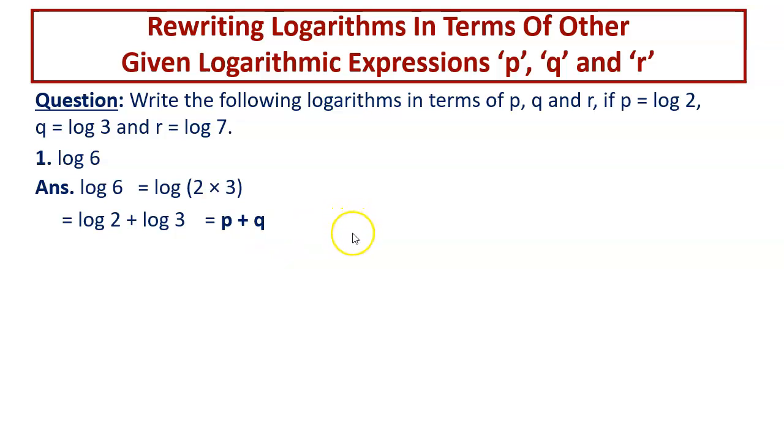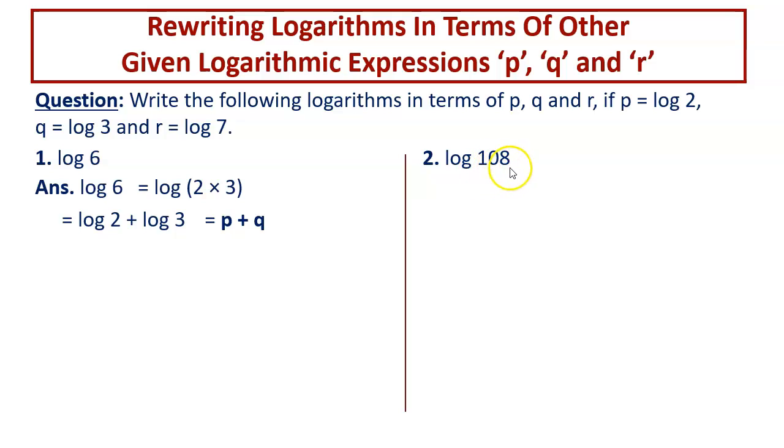Coming to question number 2. Log of 108. Again we have to think how to write this number 108 in terms of 2, 3 and 7. We can use all of them, or we may use only one, or we may use 2 of them. We may use their powers, but we have to come to this number 108. Now 108, the first thing that is coming to my mind is it is 9 times 12.